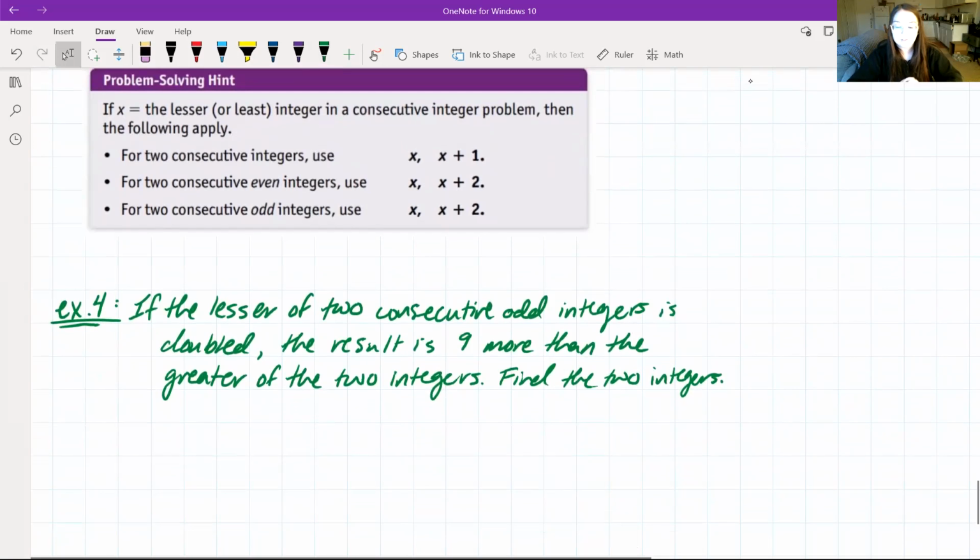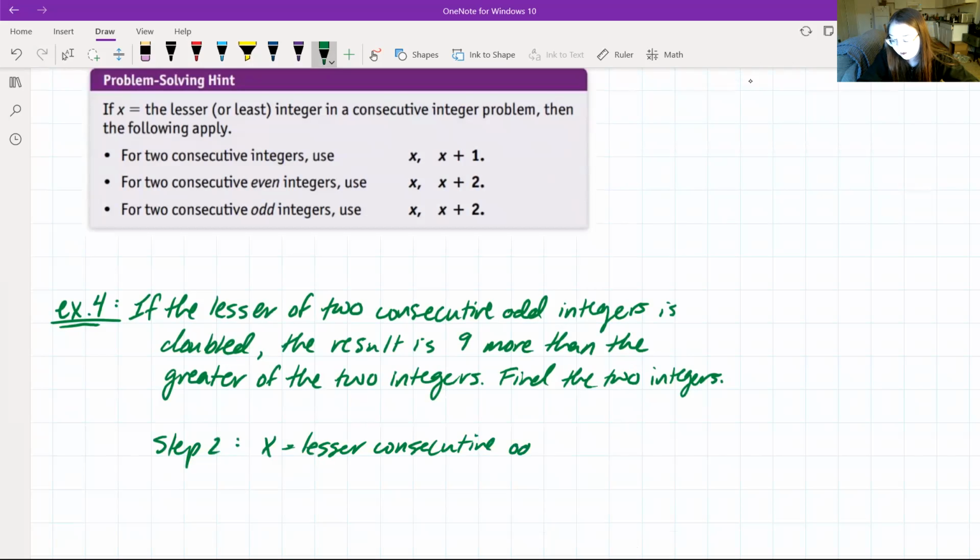So using our problem-solving hint, we said that we're assigning x as the lesser or the least integer in a consecutive integer problem. So in our example here, the lesser of 2 consecutive odd integers is doubled. So step 2, we're going to assign x as the lesser consecutive odd integer.